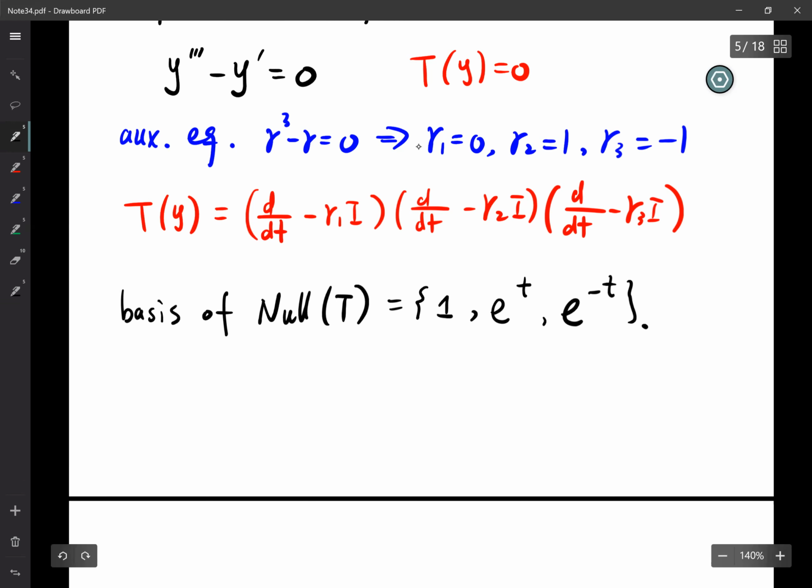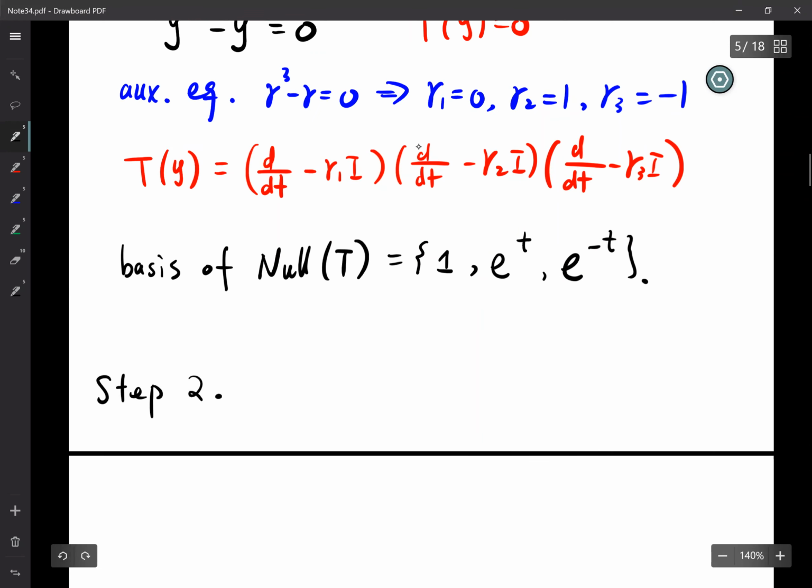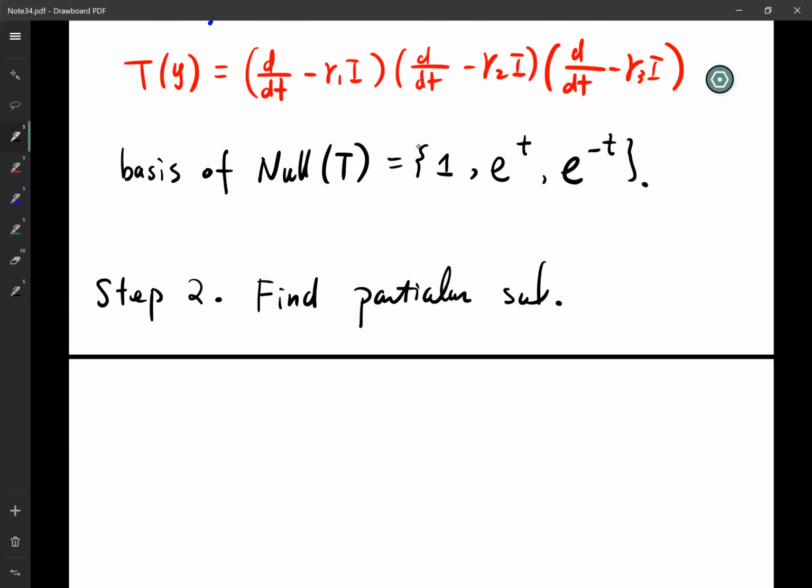So any other question? Then we talk about step 2. Step 2 is the following: we need to find a particular solution. To find the particular solution, we need to use the superposition principle.